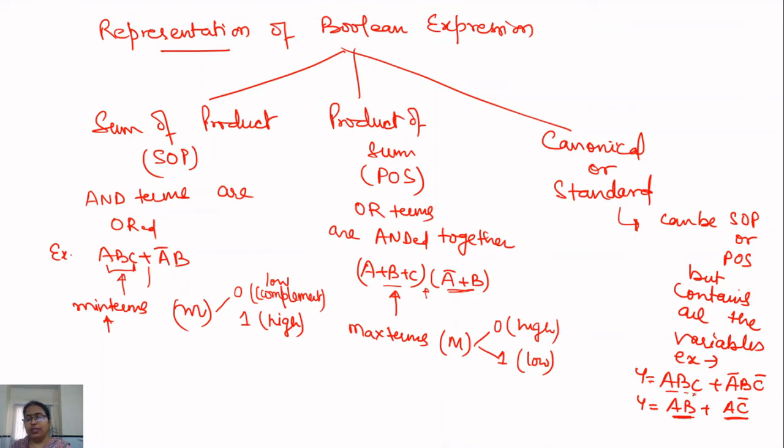Here A B C, all the three variables are present in all the terms. Here C is missing, here B is missing. So if any variable is missing in any term, then that form is not standard form. Clear?